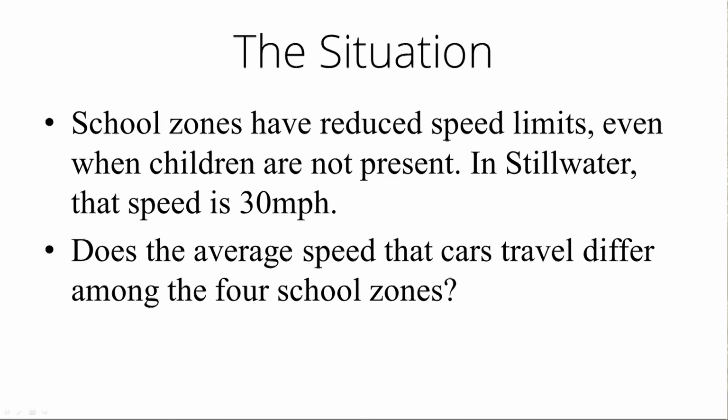Situation hasn't changed. School zones still have reduced speed limits, even when children are not present. In Stillwater, that speed still is 30 miles per hour. Question has changed. Two questions ago, we were trying to figure out what the average speed was. Last time we were comparing the average speed in Zone A with Zone B. Here we're asking, does the average speed that cars travel differ at all among the 4 school zones?